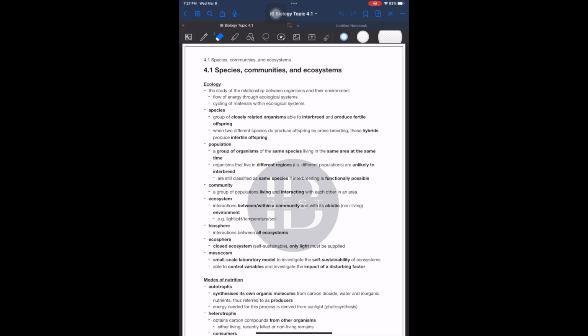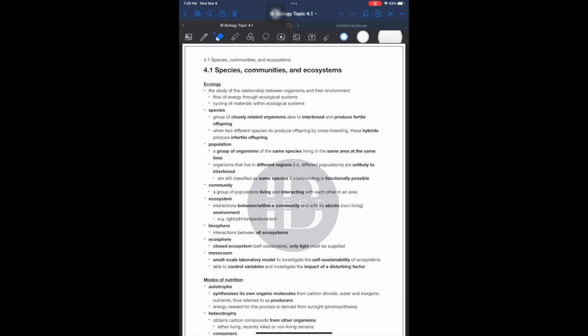Population. A population is a group of organisms of the same species that lives in the same area at the same time. Organisms that live in different regions are unlikely to interbreed, and therefore we would interpret them as different populations. However, they are still classified as the same species if they can interbreed.